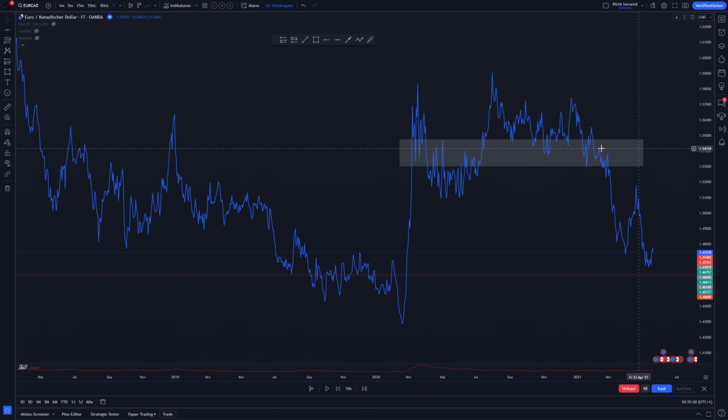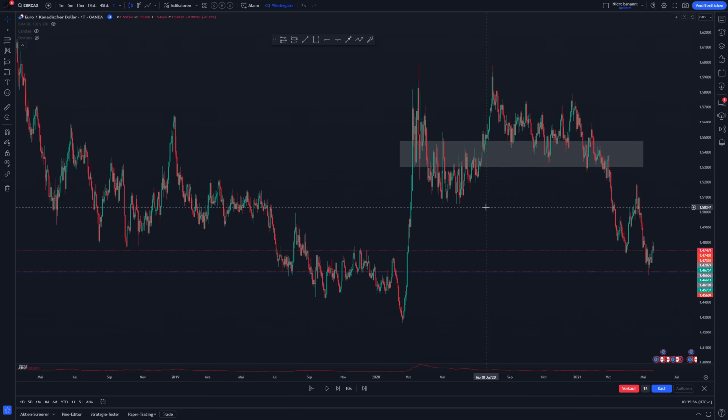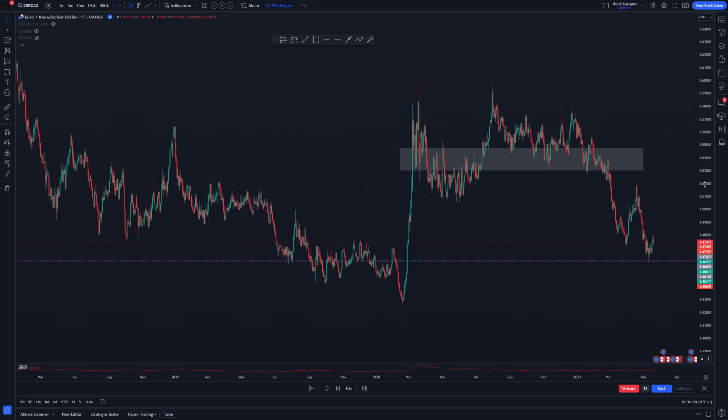Okay, but this is only a line chart, and we still want to look at the normal candlestick chart to see whether or not the zone is good. Okay, so we see this zone is quite clear. We don't really need to adjust it much. Maybe we can adjust it down just a little bit.